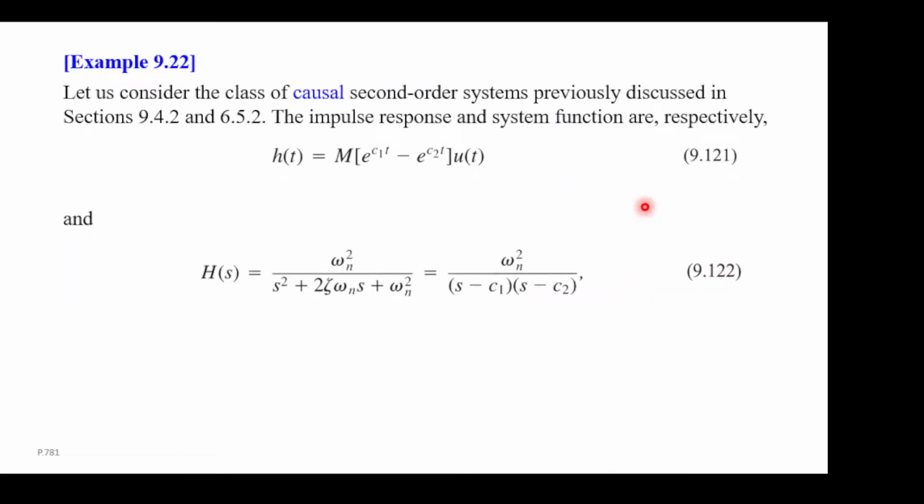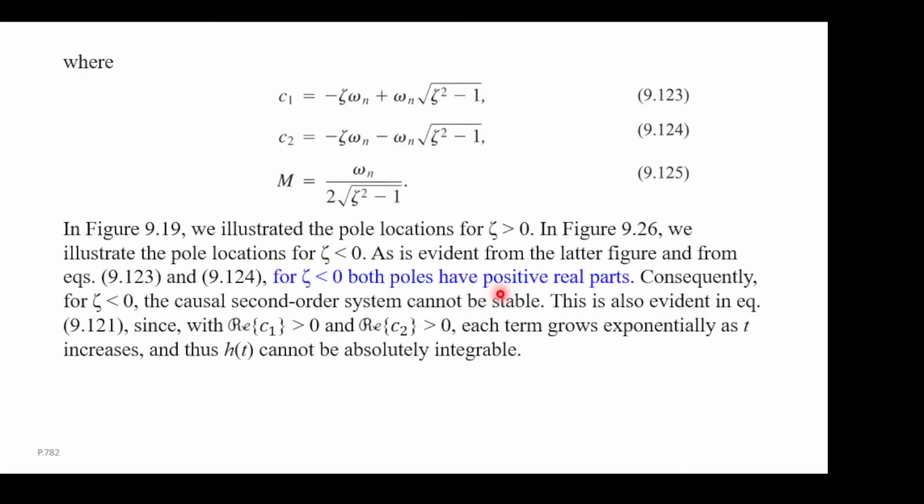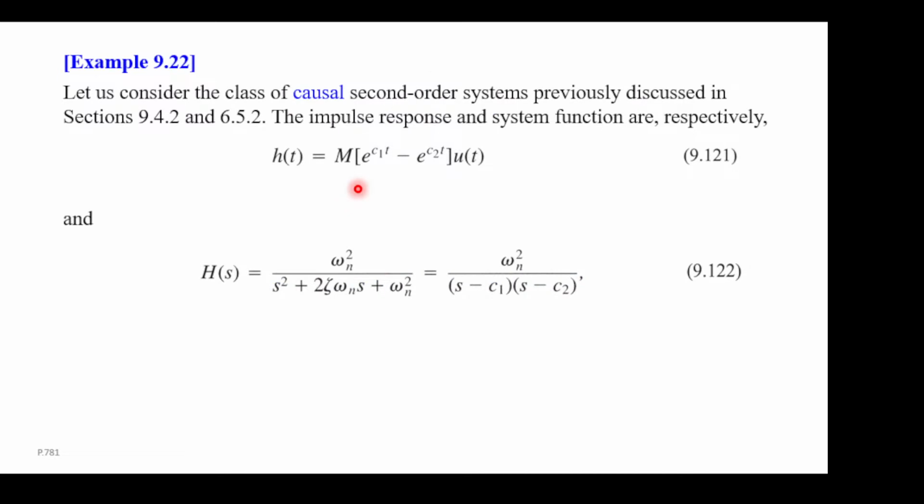Then let's consider something we discussed before. This is a second order system. We didn't have a differential equation here, but anyway, the second order system has this impulse response and this system function. The impulse response is e to the c1t minus e to the c2t, and the system function basically has poles at c1 and c2, and c1 and c2 have those two values.